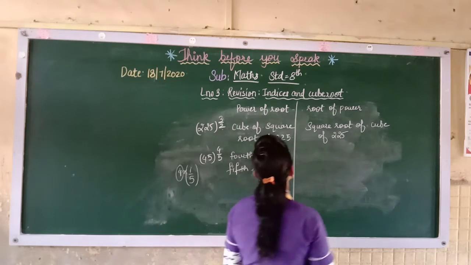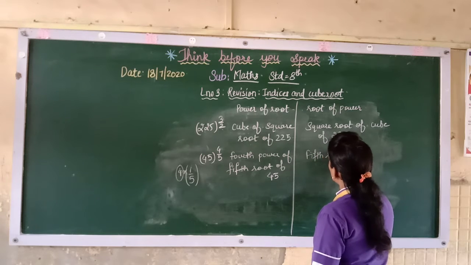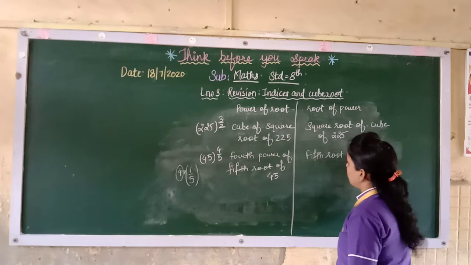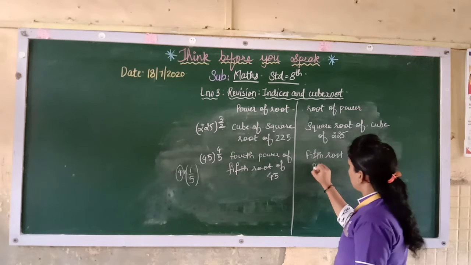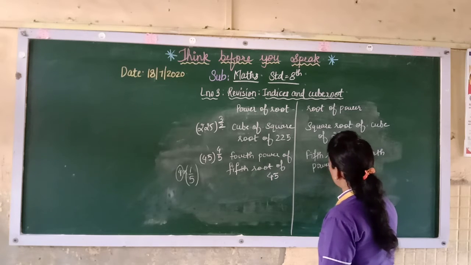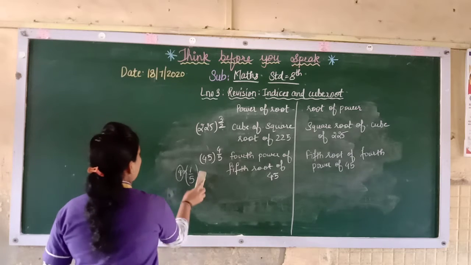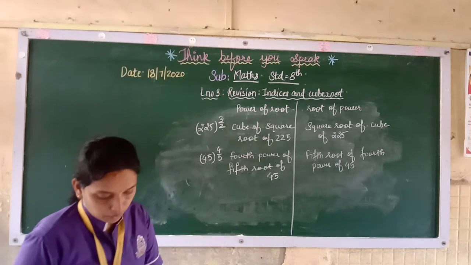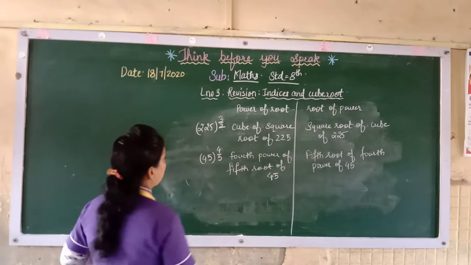And here what will come? First you have to write root. So here you will write 5th root of fourth power of 45. I hope you have understood how you can write power of the root or root of the power.